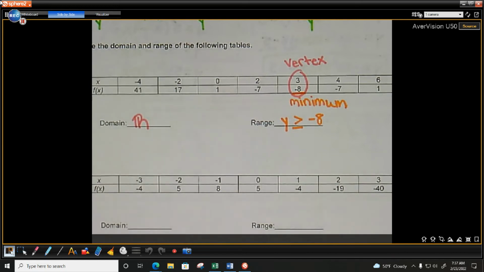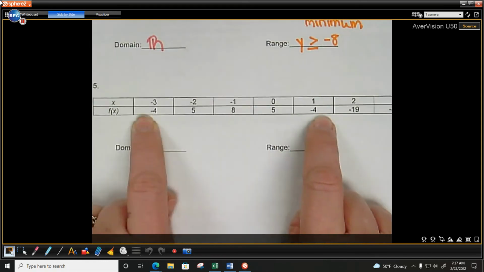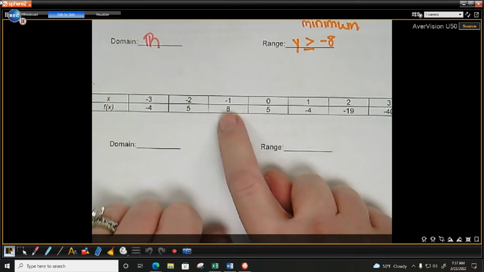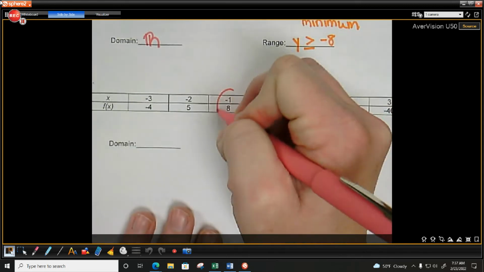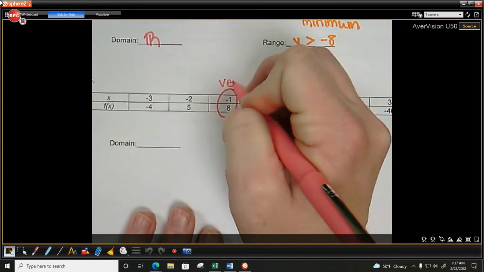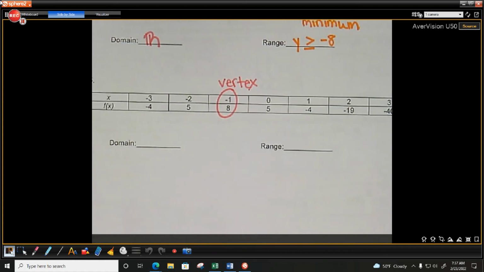Next one. Do I see pairs of y values that match? Yes. Match, match. Where's my vertex? -1, -8. So if that is your vertex, I'm a quadratic, meaning my domain is what? All real numbers.